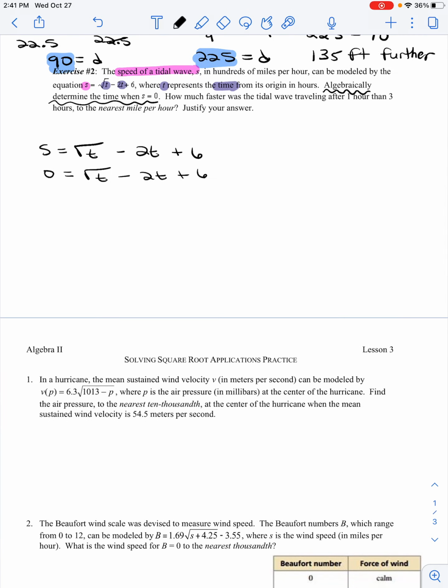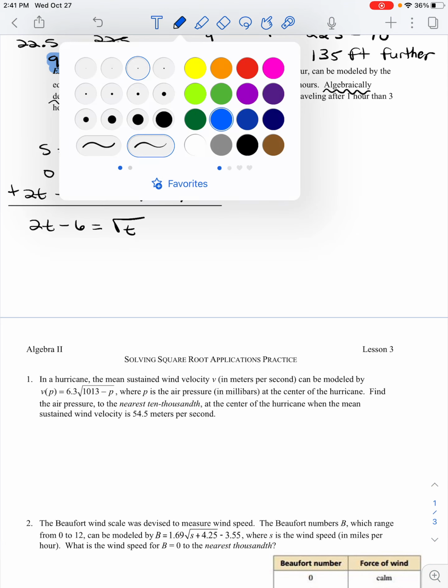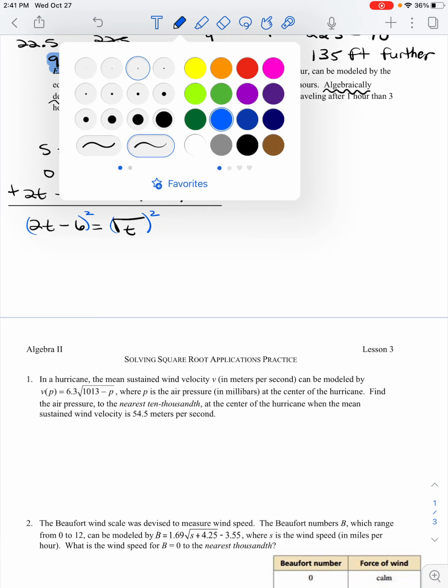Okay, so in order to solve this equation, the first thing you want to do is isolate the radical sign. So I'm going to add 2t over to the other side of the equation and subtract 6. So 2t minus 6 equals the square root of t. Now to undo that square root sign, or to get rid of it, I'm going to square.